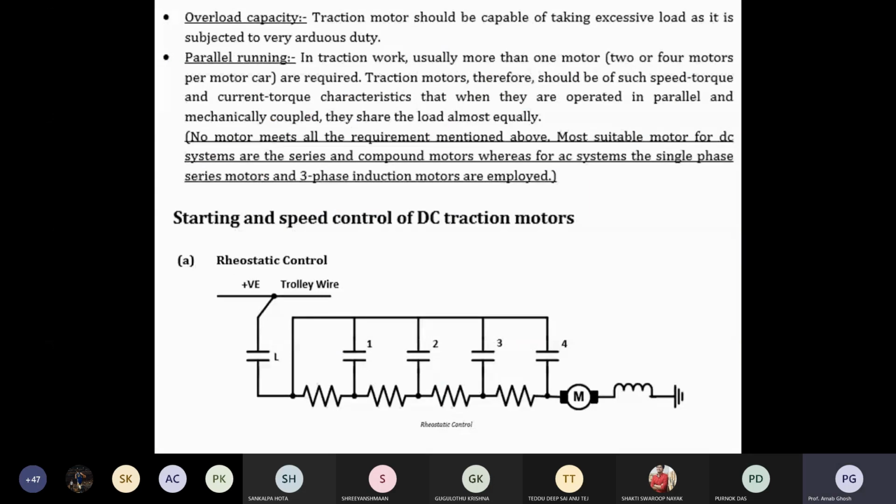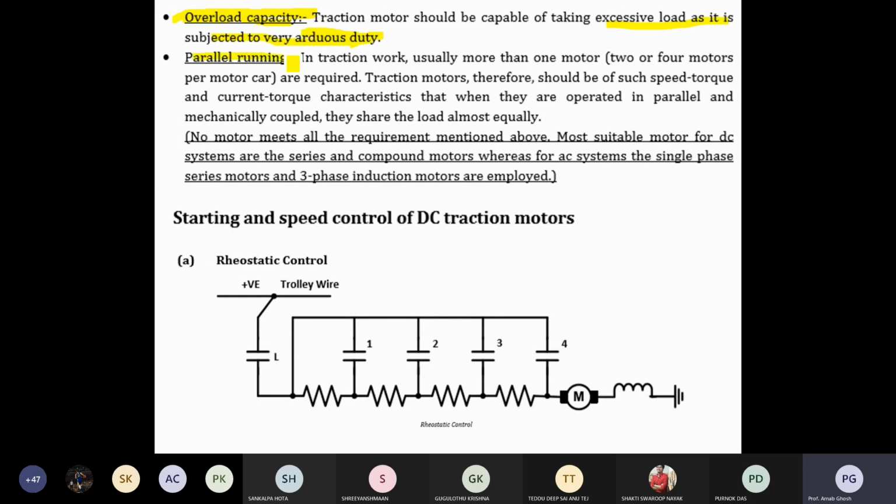Now, overload capacity. Overload capacity means the load suddenly increases. Same thing, when the load increases, the motor will draw a lot of current. A lot of current means I square R loss, I square R T energy loss, and I square R T may cause heat. The insulation should not be damaged by the produced heat. The traction motor should be capable of taking the excessive load, as it is subjected to very arduous duty. So you have to maintain that.